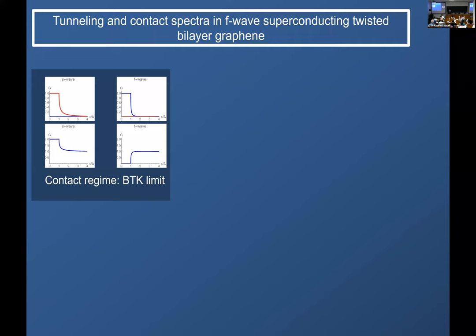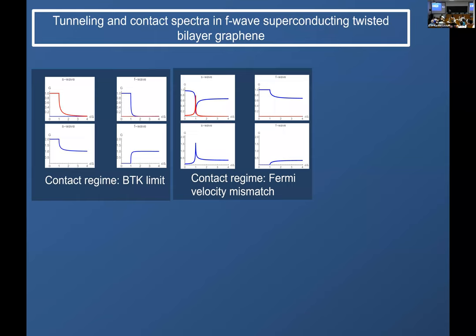Let me go briefly, I'll show you what it gets. If you have close contact, if you're in the BTK limit, very good contact, this is what you get. The red curve is Andreev scattering. The blue line in these two graphs is normal back scattering. This is S-wave, this is F-wave, and as Ali mentioned and Leonid Glassman found, Andreev scattering is totally suppressed in the F-wave case.